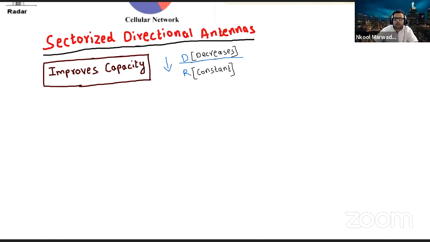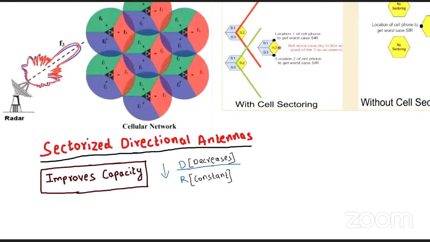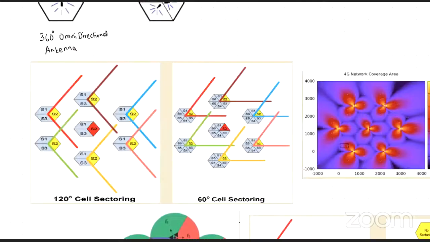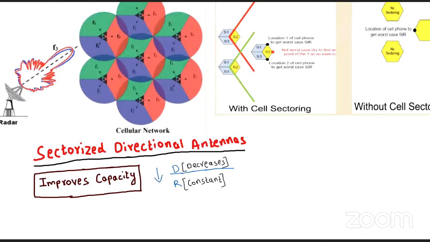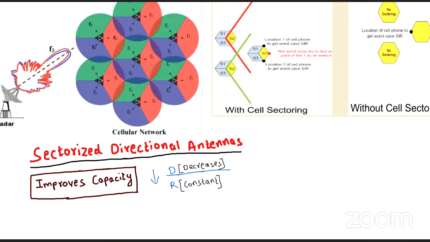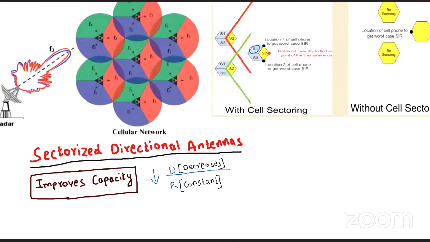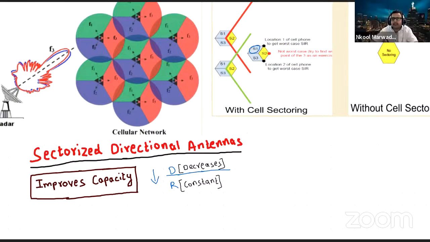See, let us understand why. Because they are of different frequencies, even if they're far apart, there is no problem. The idea is that when I sector the cell, I will be getting more opportunity to allocate different frequencies in this cell itself.